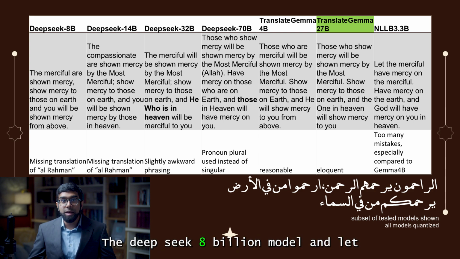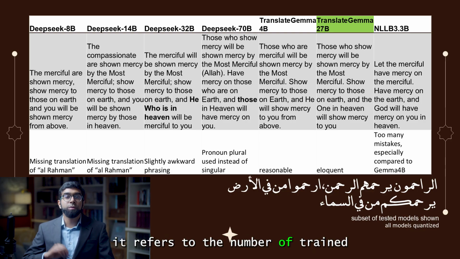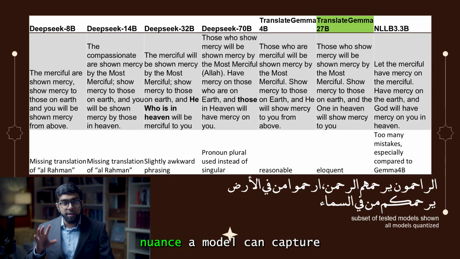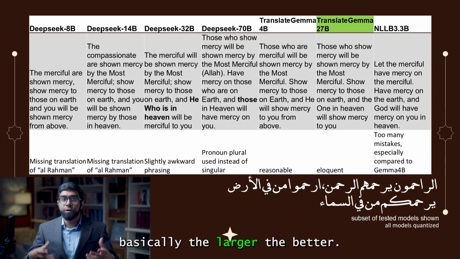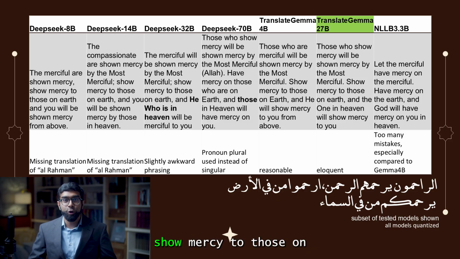The DeepSeek 8 billion model, and let me pause here and explain the concept. It refers to the number of trained parameters within the model. The larger this number, the more nuance a model can capture. Basically, the larger the better. DeepSeek 8 billion translates this quite poorly, saying, "The merciful are shown mercy. Show mercy to those on earth, and you will be shown mercy from above."